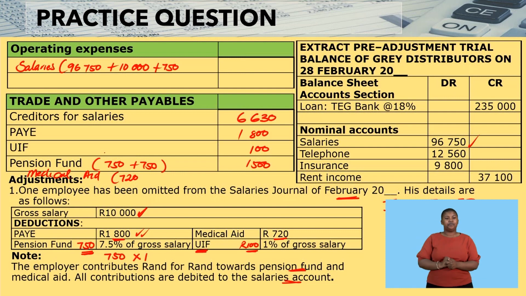In my statement of financial position, this 750 in trade and other payables is a deduction and this is a contribution. You must take note of that.